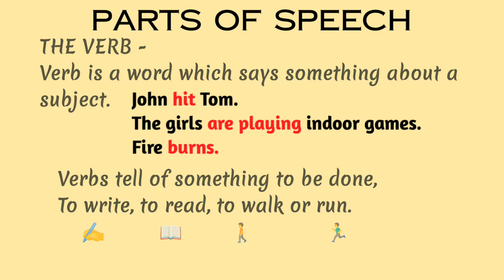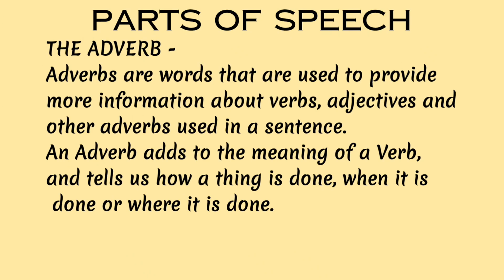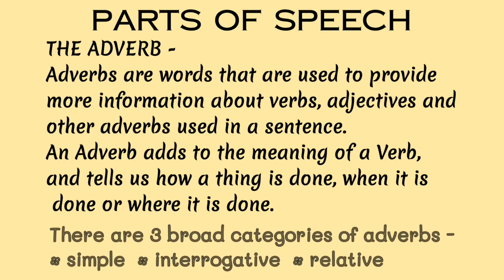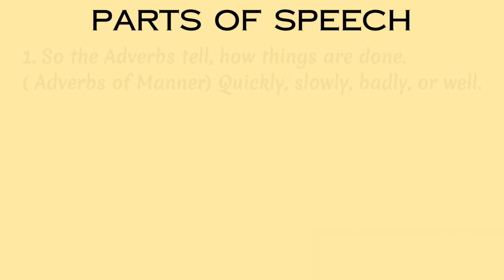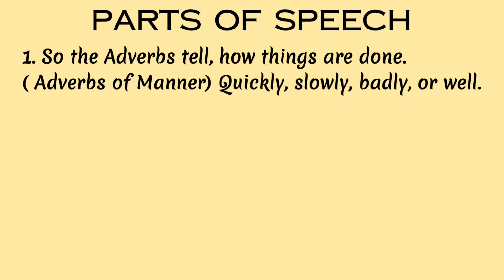The next one is adverb. Adverbs are words that are used to provide more information about verbs, adjectives, and other adverbs used in a sentence. An adverb adds to the meaning of a verb and tells how a thing is done, when it is done, or where it is done. So, the adverbs tell how things are done. It is adverb of manner: quickly, slowly, badly, or well. She acts well. She writes badly.